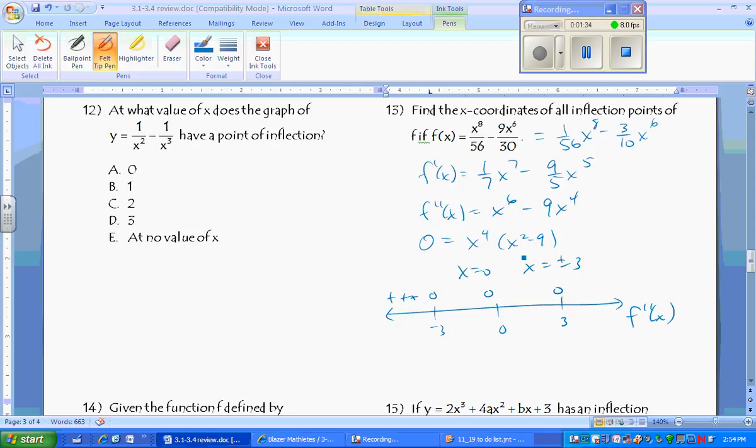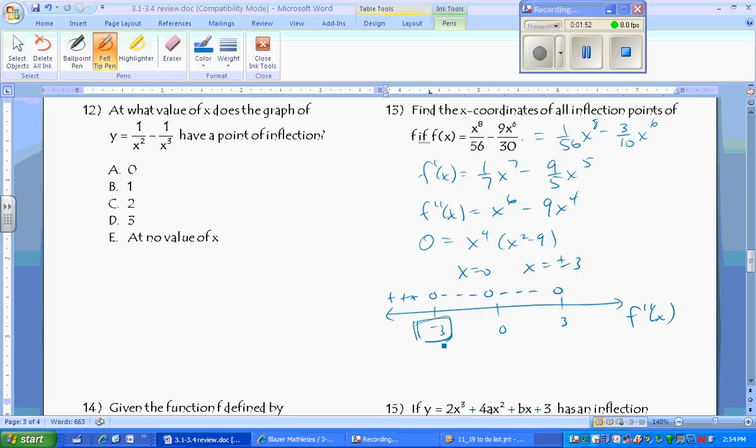Put in a number in between here, like negative 1. Negative 1 to the 4th is positive. Negative 1 squared is 1, minus 9 is negative. So positive times a negative is negative. Put positive 1 in, we get a positive number. For this, we get 1 squared minus 9. Again, we get a negative number, so it doesn't change there.